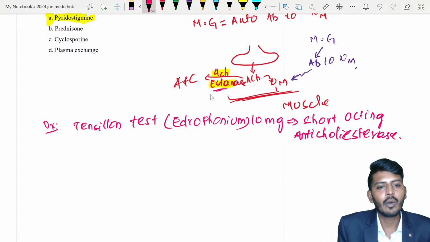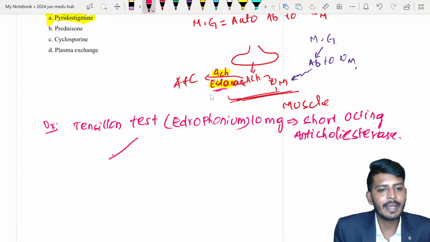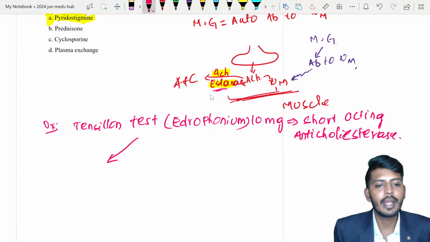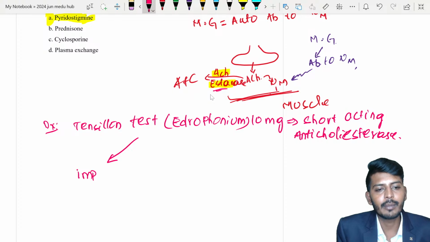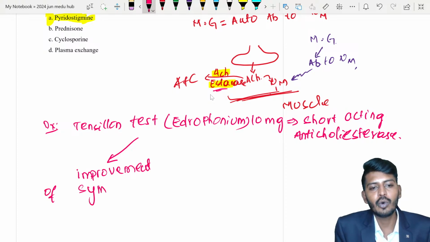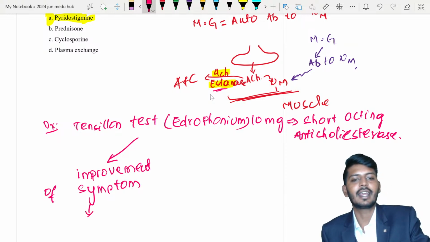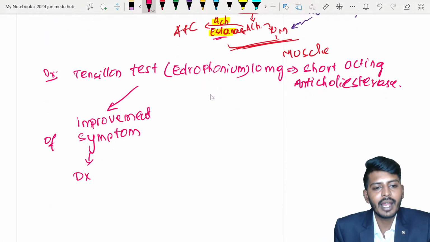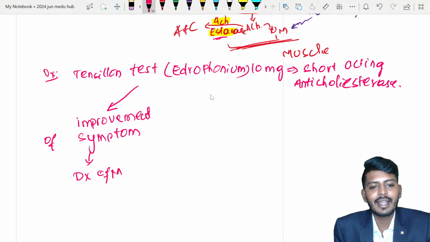So now, tensilon test, edrophonium dete hain. Immediately after giving edrophonium, kya ho gaya? Improvement of the symptom. Symptoms improve ho gaye. Okay, so then that is the diagnosis of myasthenia gravis. Agar symptom improve hota hai, diagnosis of myasthenia gravis.